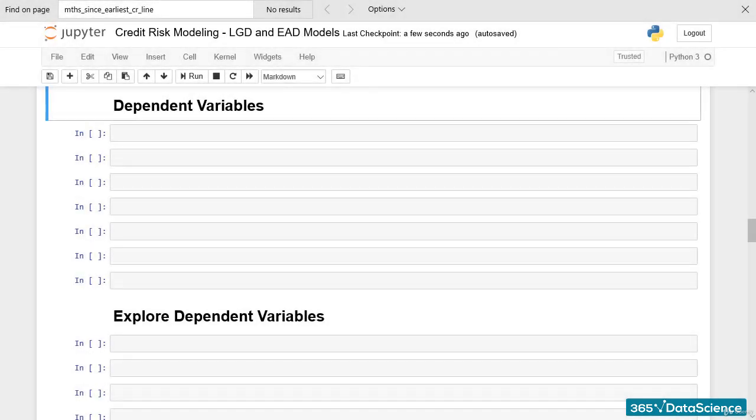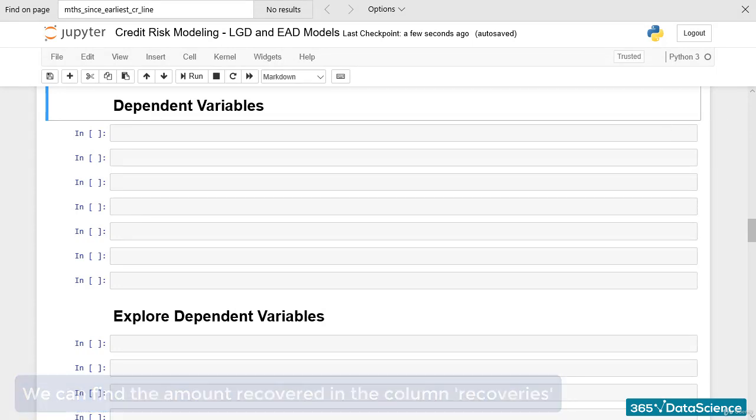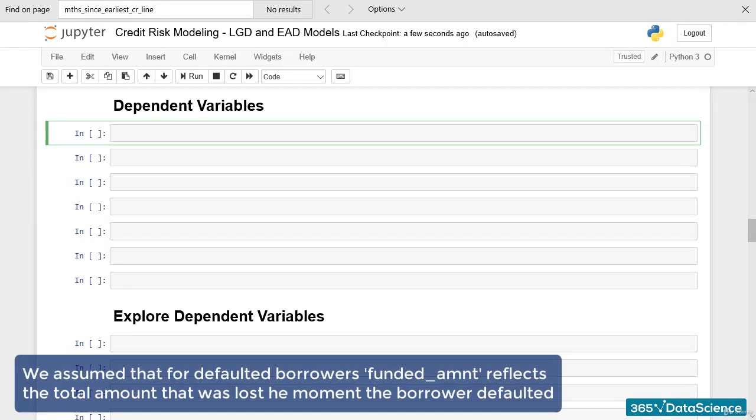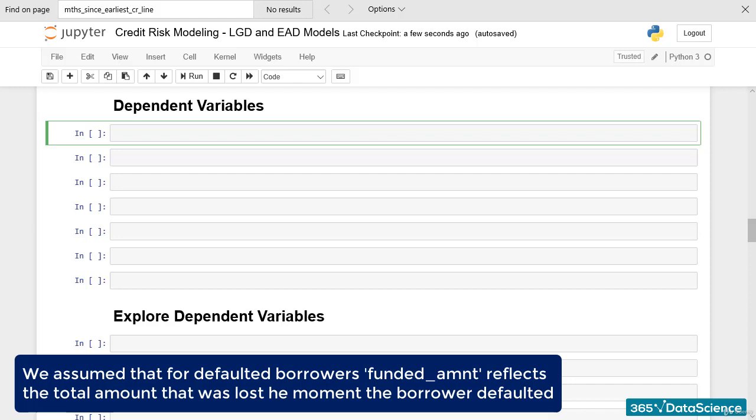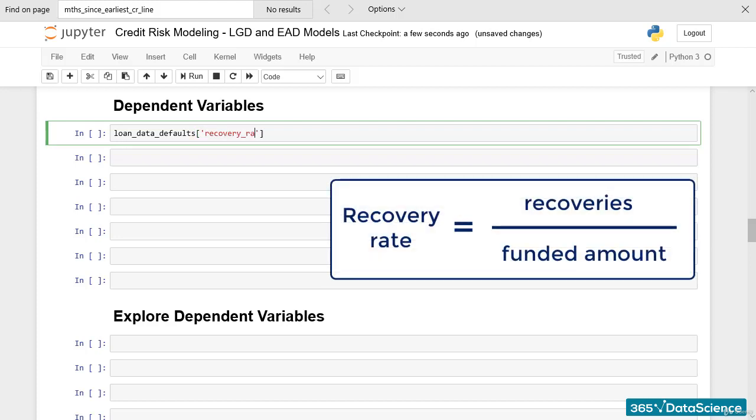So, how can we calculate the recovery rate in our data? We can find the amount recovered after a default in the column Recoveries. We assume that in our data for defaulted borrowers, the funded amount column reflects the total amount that was lost altogether at the moment the borrower defaulted. So, we can calculate the recovery rate as the proportion of the funded amount that has been recovered. That is, recovery rate equals recoveries divided by funded amount.